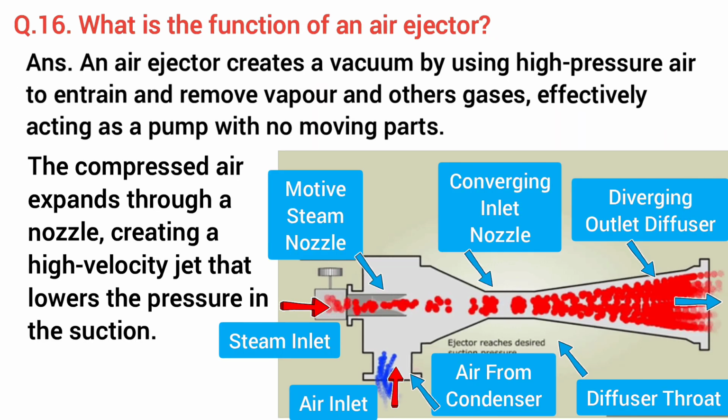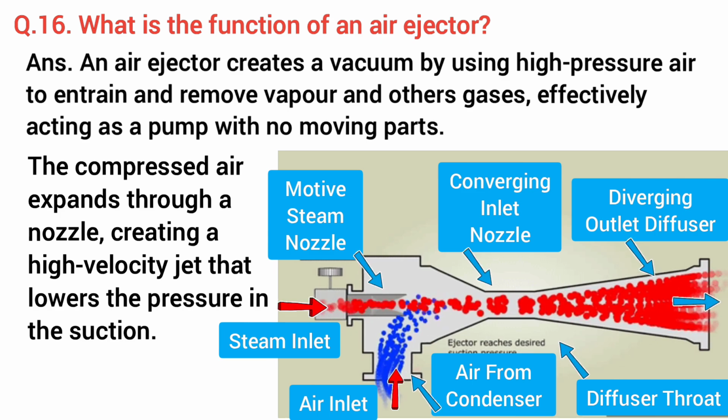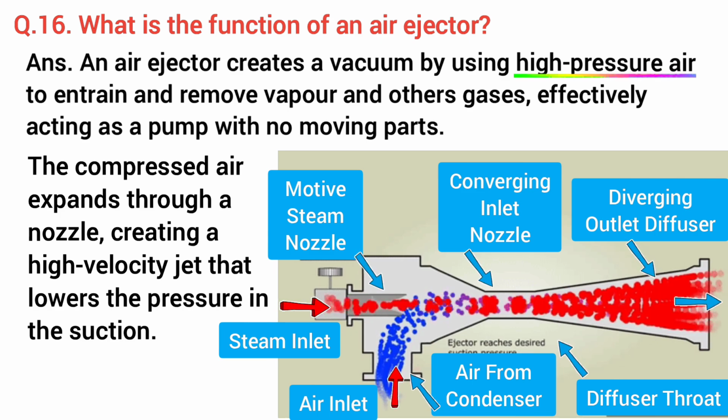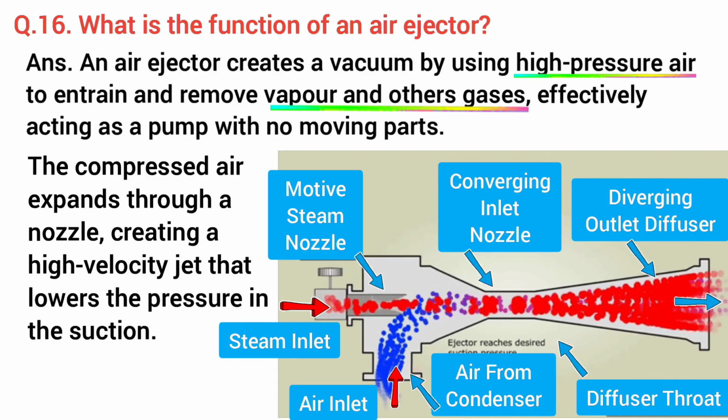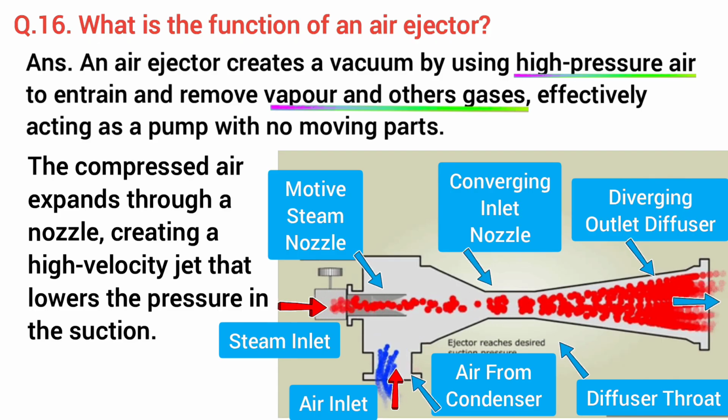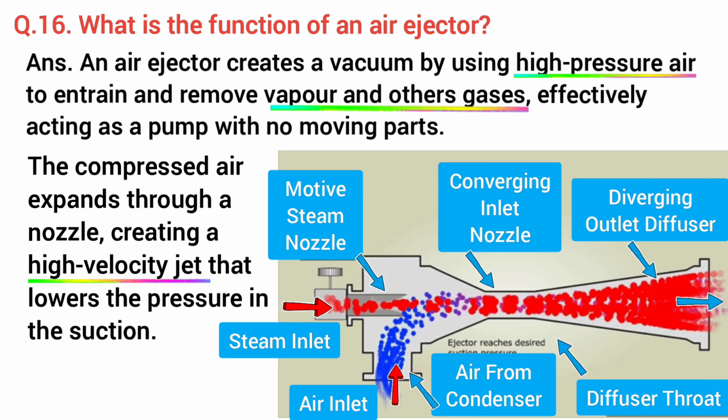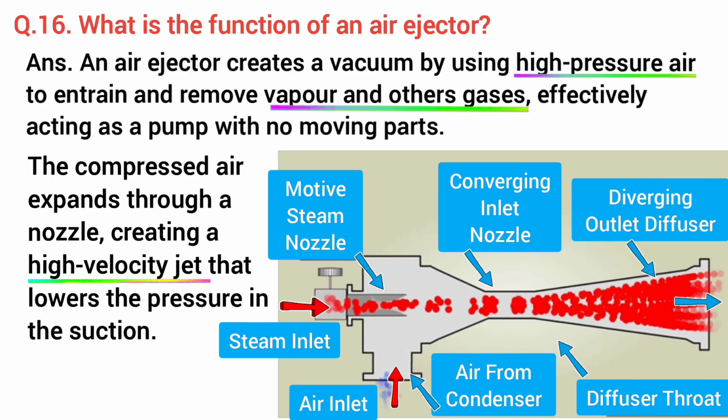An air ejector creates a vacuum by using high pressure air to entrain and remove vapor and other gases, effectively acting as a pump with no moving parts. The compressed air expands through a nozzle, creating a high-velocity jet that lowers the pressure in the suction.